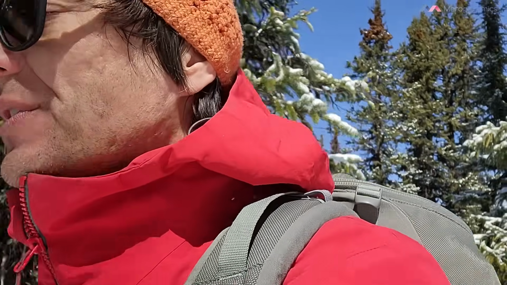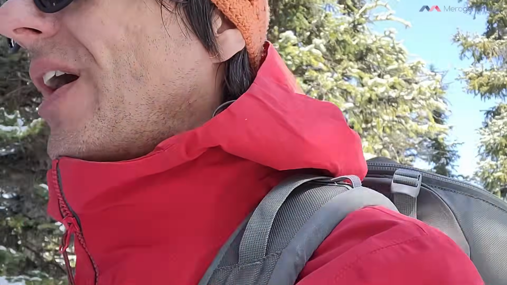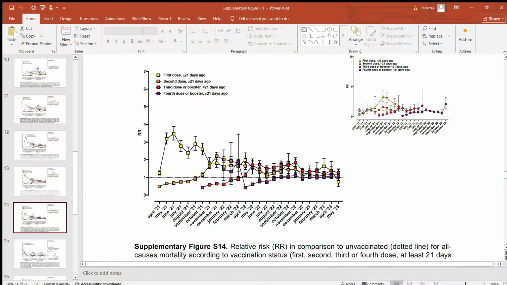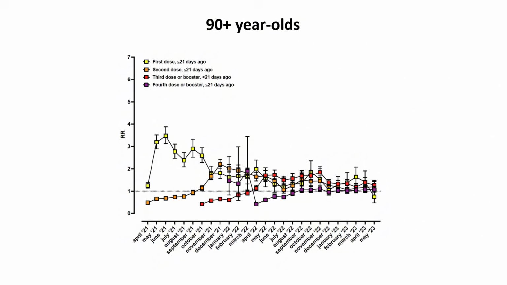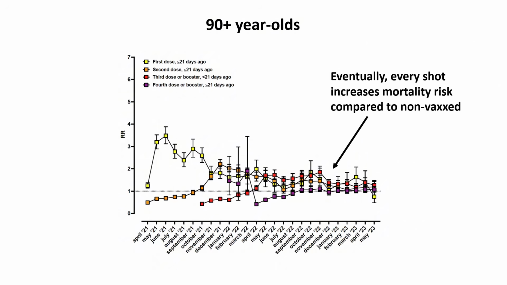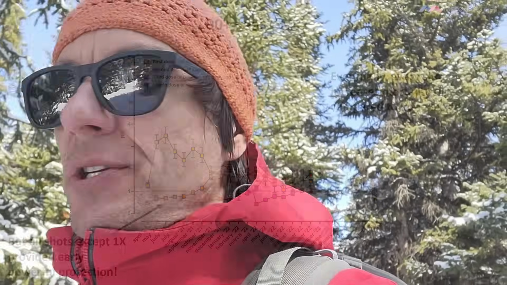And 90-year-olds, of course, now were worse off. When they had 1 shot in yellow, about 2-fold increased risk of dying for any reason in comparison to non-vaccinated individuals. Okay, two shots in orange. They started with about 1.5-fold protection in comparison to non-vaccinated.